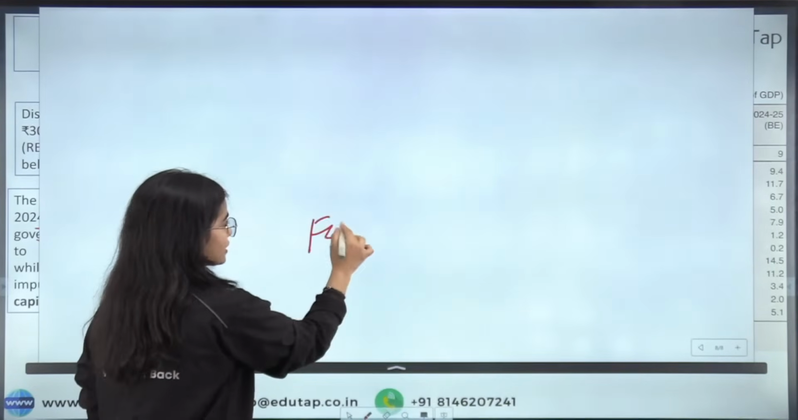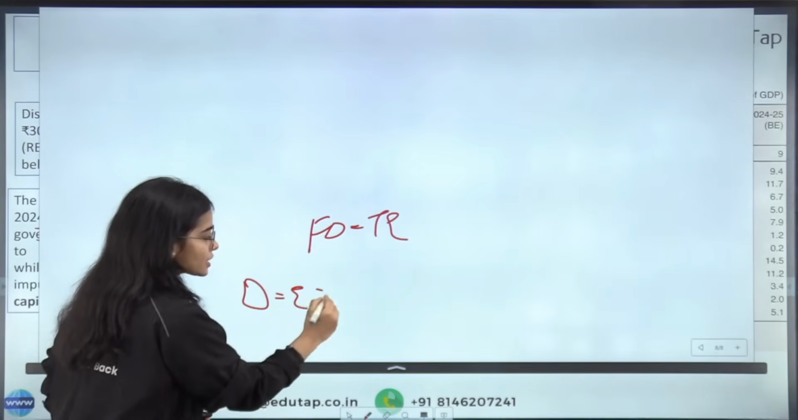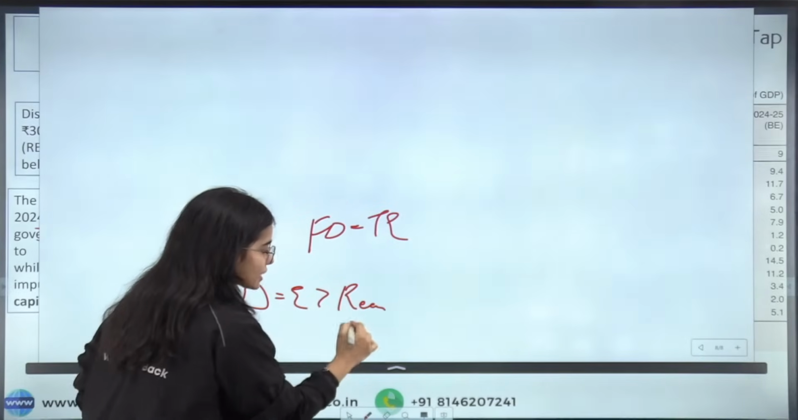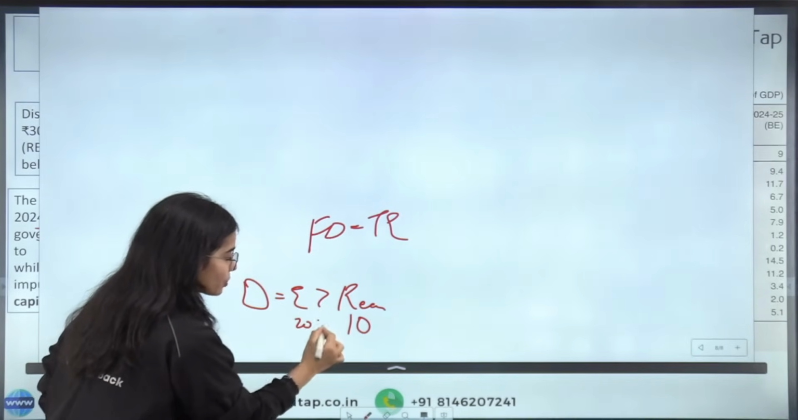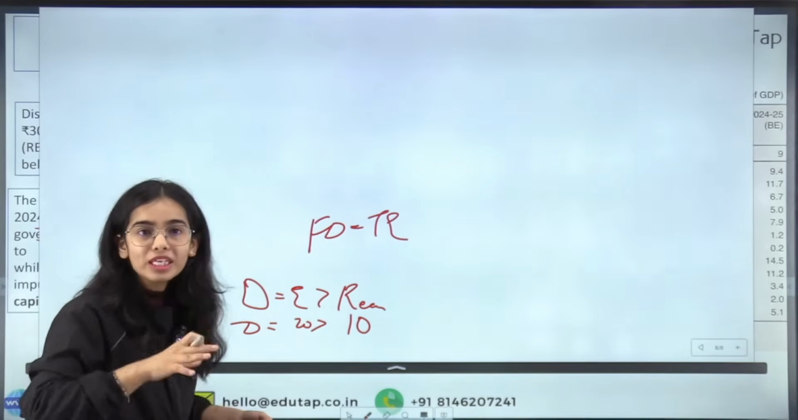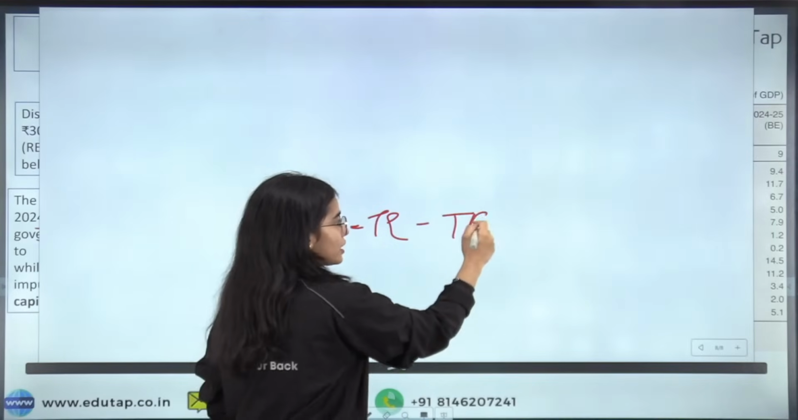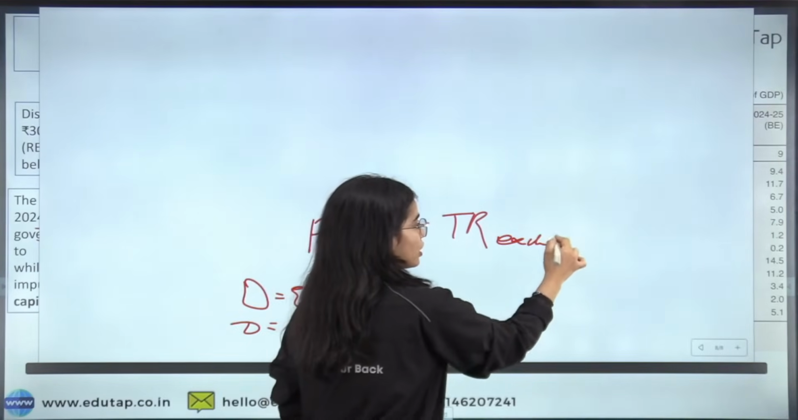So fiscal deficit is the total expenditure. See, deficit is when your expenditure is greater than your receipts. You are receiving 10 rupees, you are spending 20 rupees. So there is a deficit happening. You are making the deficit because you are spending more than what you are earning. So fiscal deficit is total expenditure minus total receipts excluding borrowing.